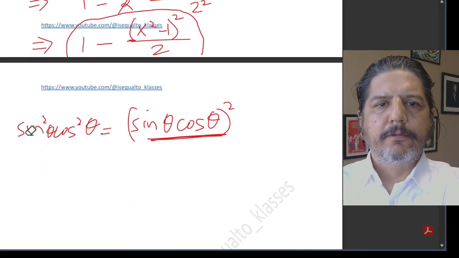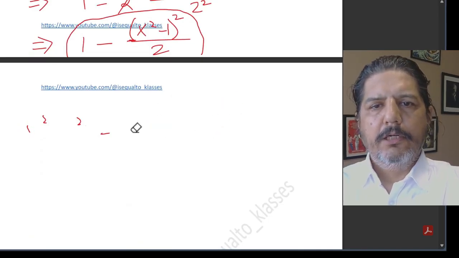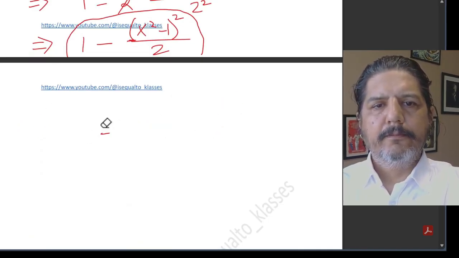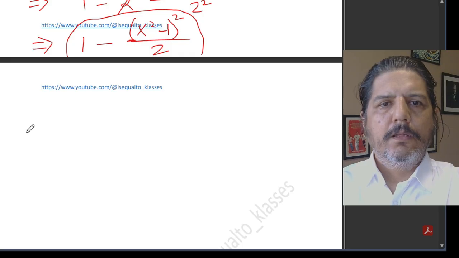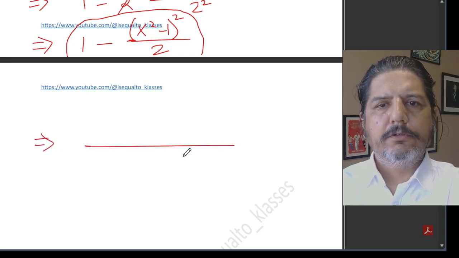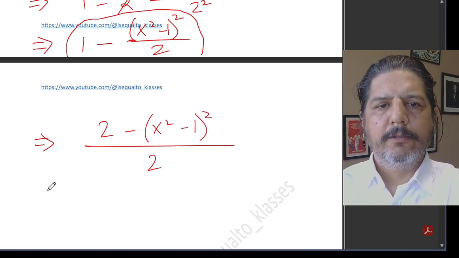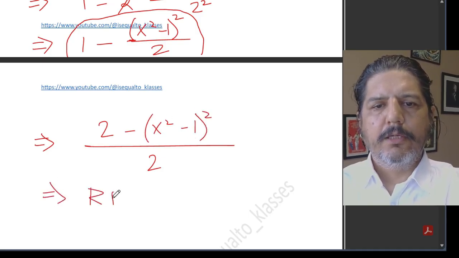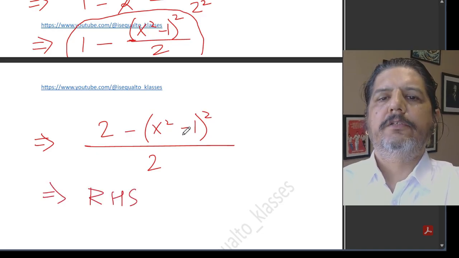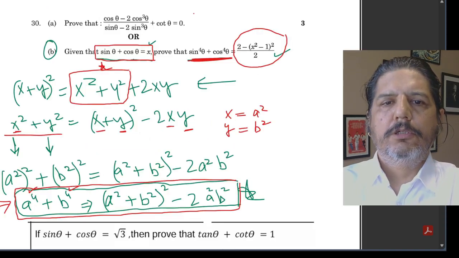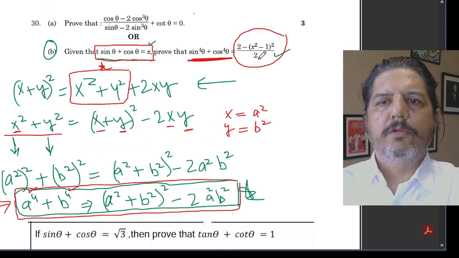reached the solution. What I'll do is I'll again manipulate, and I'll write this as, I'll take 2 as LCM. So 2 minus x square minus 1 whole square. And this is what my RHS is. 2 minus x square minus 1 whole square upon 2.